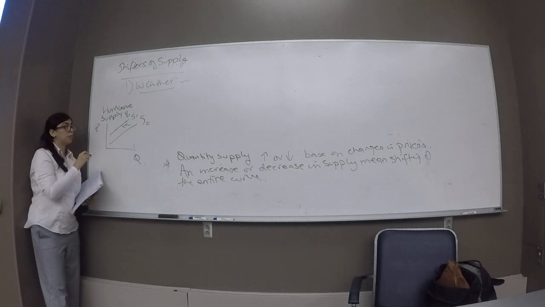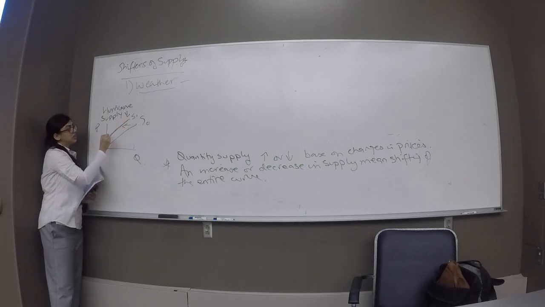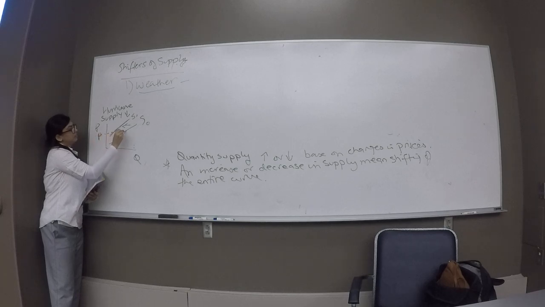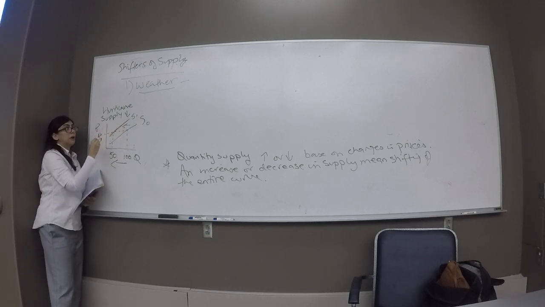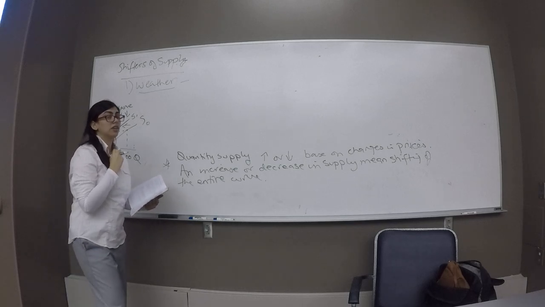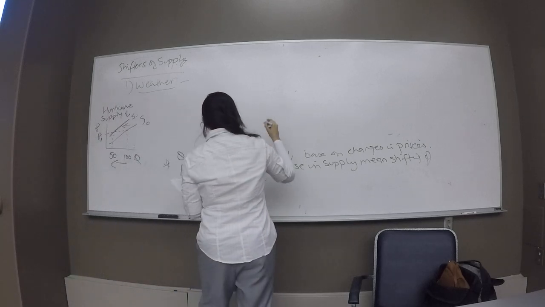What's a good way to remember this? Well, when supply decreases, at the same price, less quantity is produced. So at P1, before 100 was being produced, now at P1 for the same price, 50 is being produced. So supply decreases this way. So weather is one factor that can shift the supply curve.